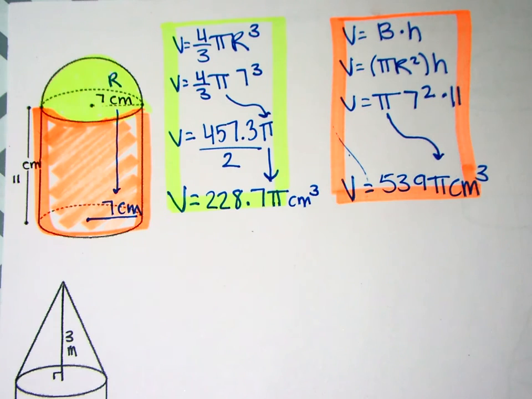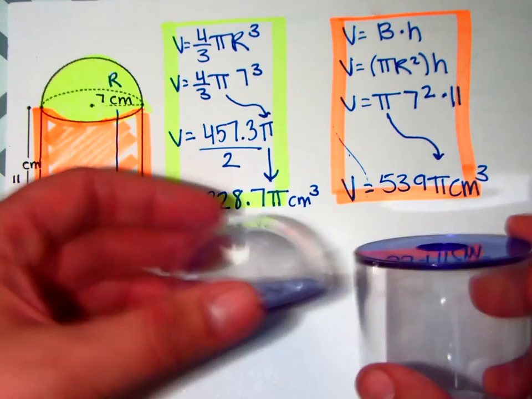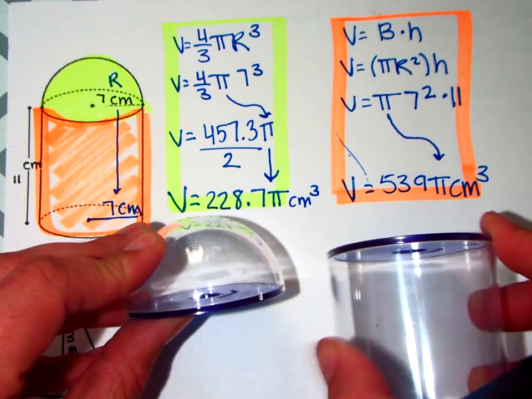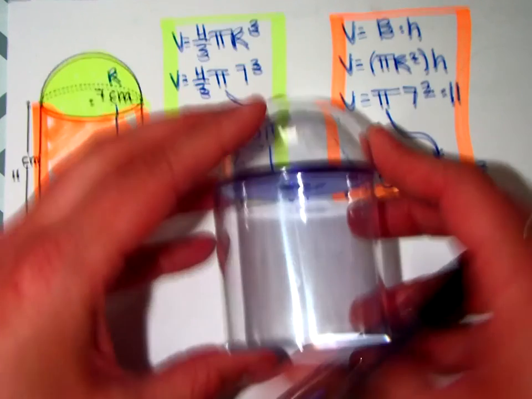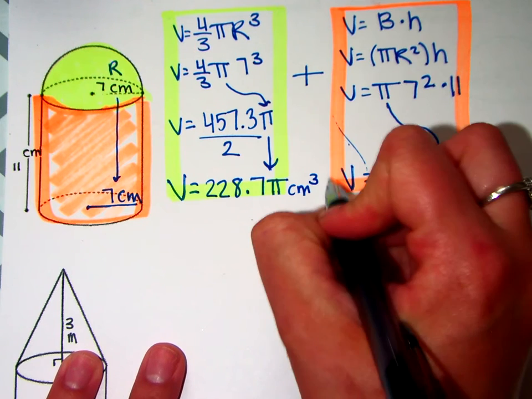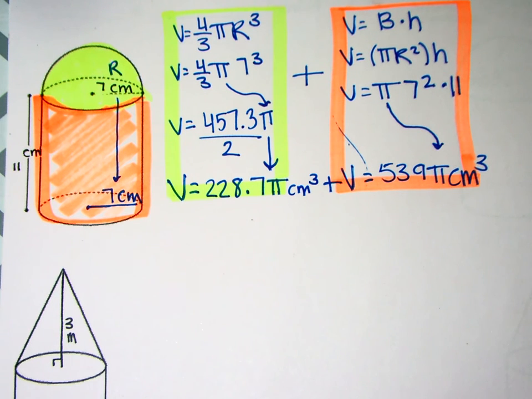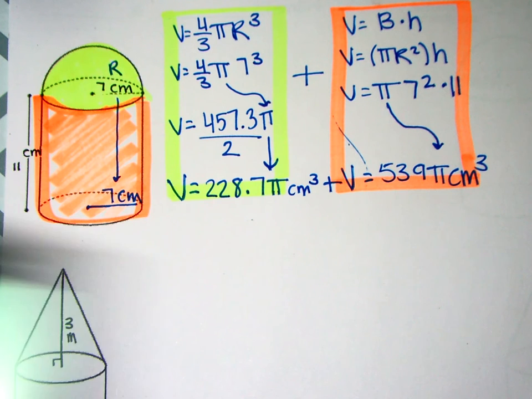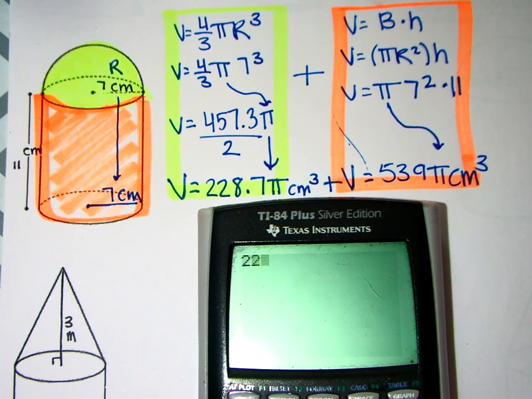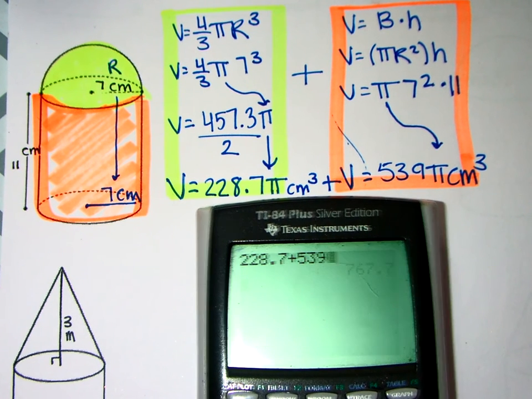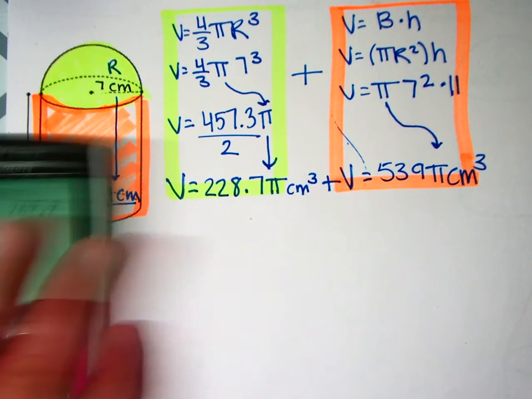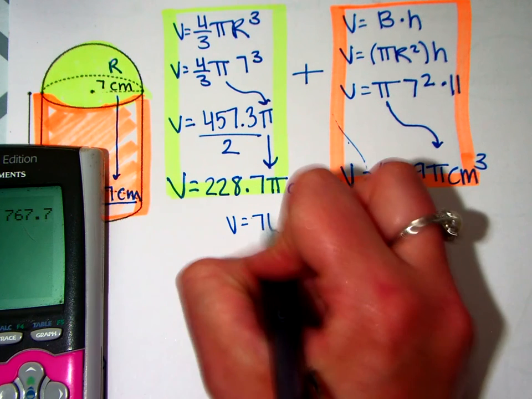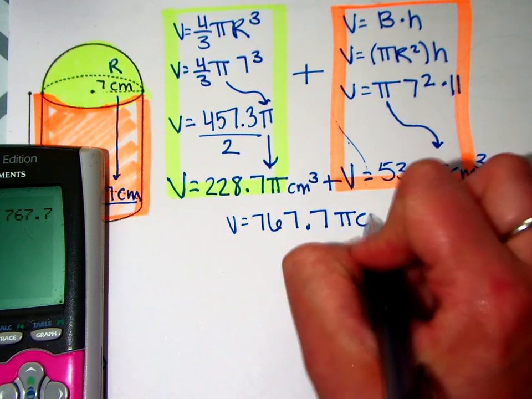Now these volumes are stacked on top of one another, which just means that I am going to be adding my volumes together. I want the volume of the hemisphere plus the volume of the cylinder to give me my total volume of this weird shape. So what that means is I'm going to be adding my volumes together. So I have 228.7 pi plus 539 pi. So what I'm going to do in my calculator is combine like terms. 228.7 plus 539, I get 767.7. So my volume is 767.7 pi centimeters cubed.